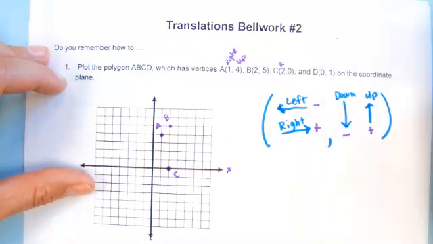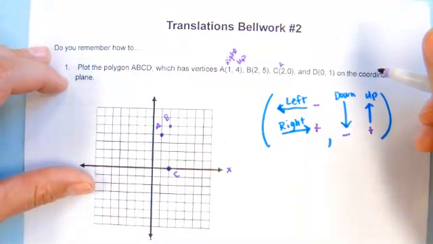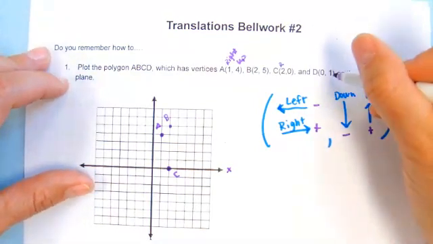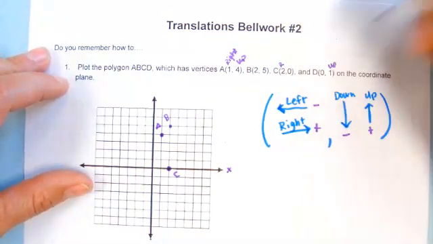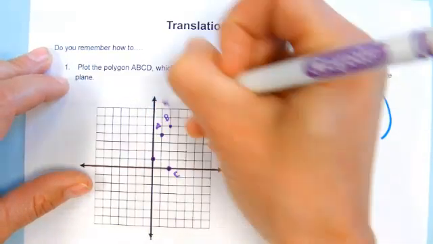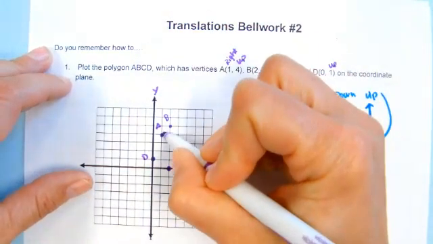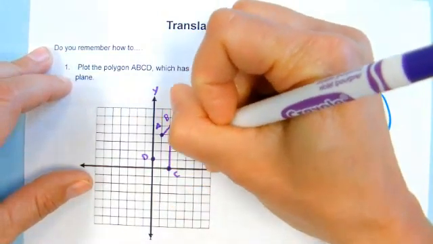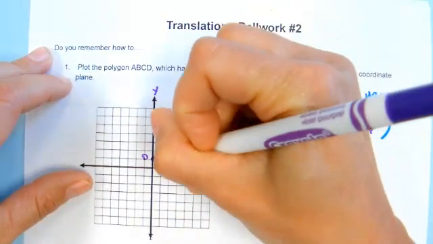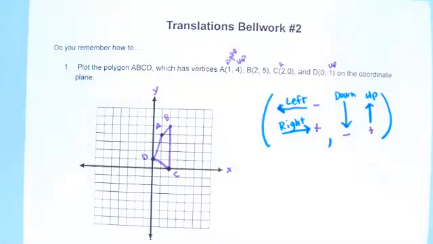And then point D says 0 first. So that means I'm not going to go left or right. 1 is second, so I'm just going to go up 1, and that's it. And that's going to land on my y-axis. Label that D. And then you want to connect your dots. And then you have drawn your original figure. So this is your pre-image. And so on a test, this would be your first 4 points, is to draw that pre-image that's given to you.